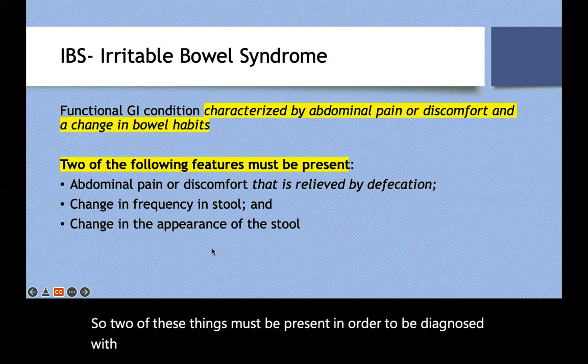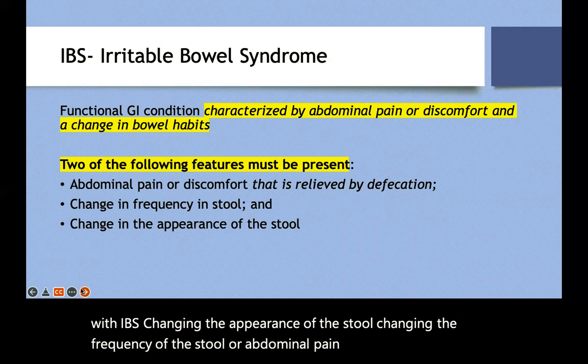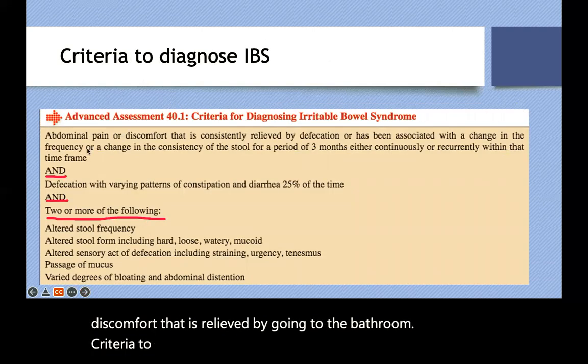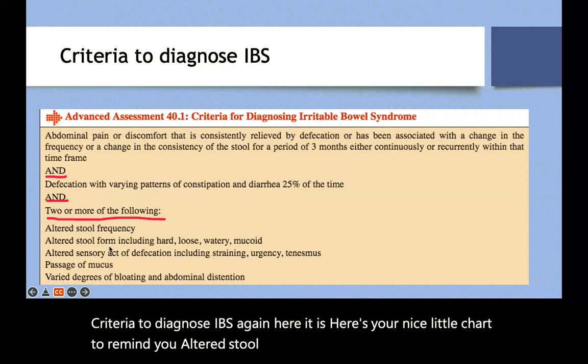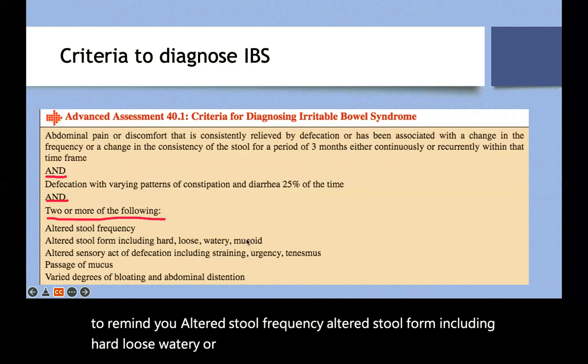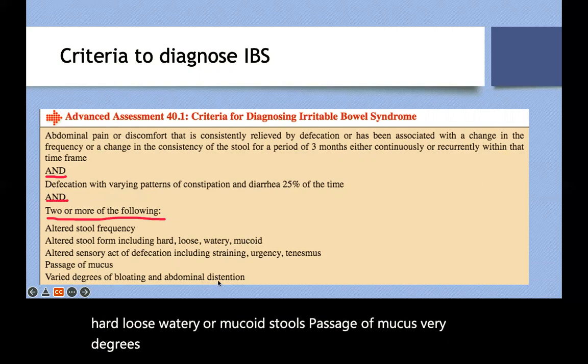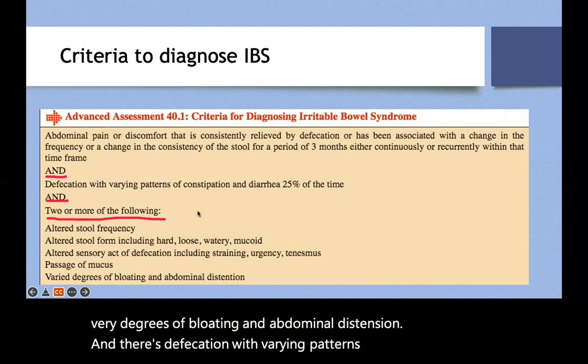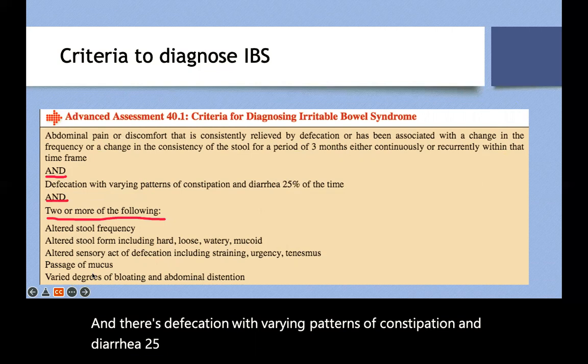Change in the appearance of the stool, change in the frequency of the stool, or abdominal pain or discomfort that is relieved by going to the bathroom. Criteria to diagnose IBS, again, here it is. Here's your nice little chart to remind you: altered stool frequency, altered stool form, including hard, loose, watery, or mucoid stools, passage of mucus, varied degrees of bloating and abdominal distension, and defecation with varying patterns of constipation and diarrhea 25% of the time.